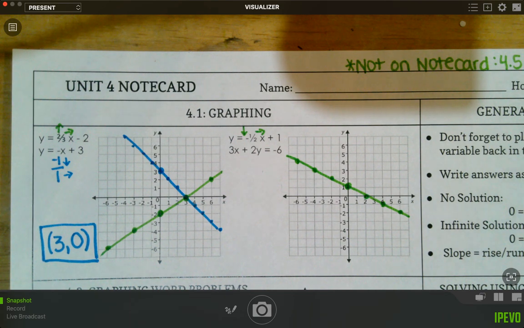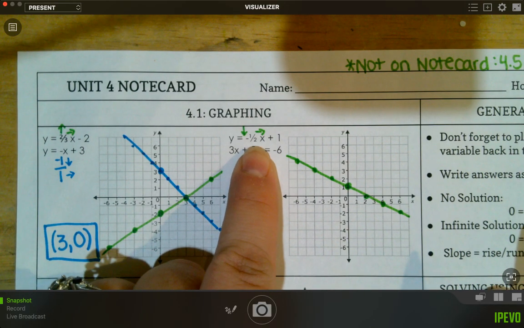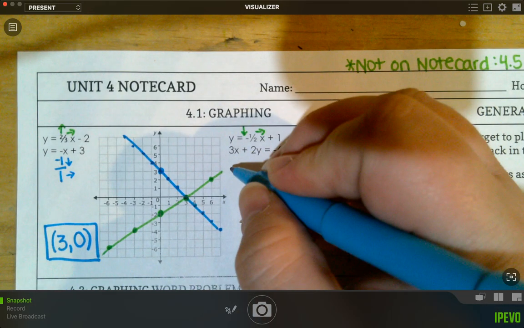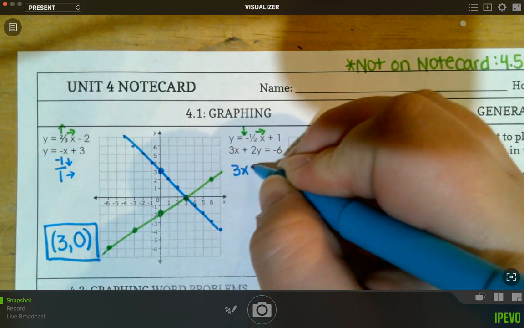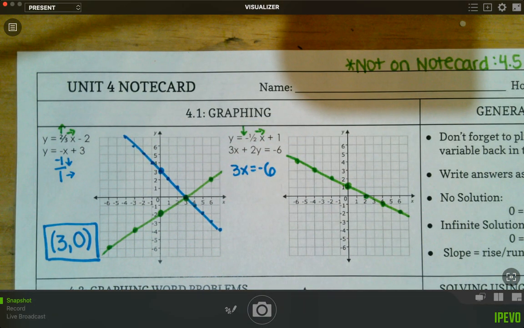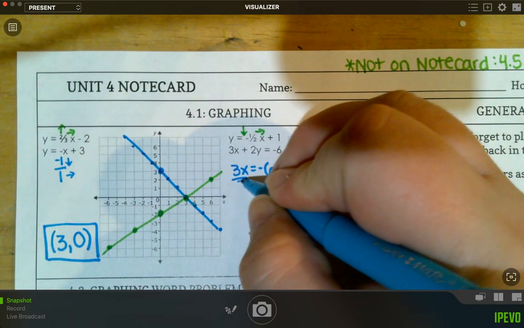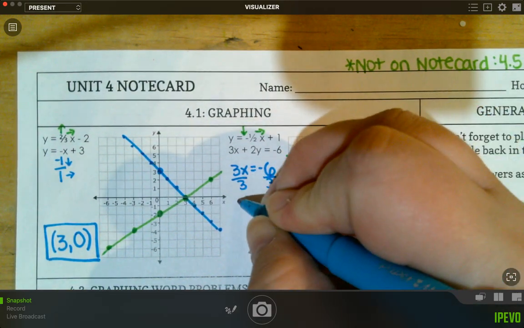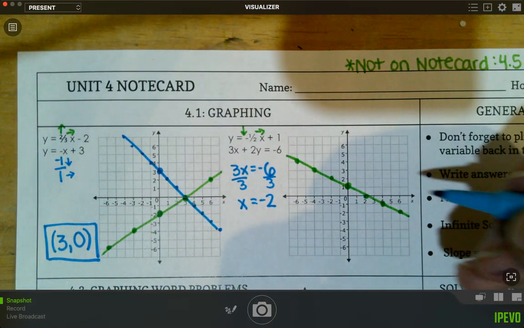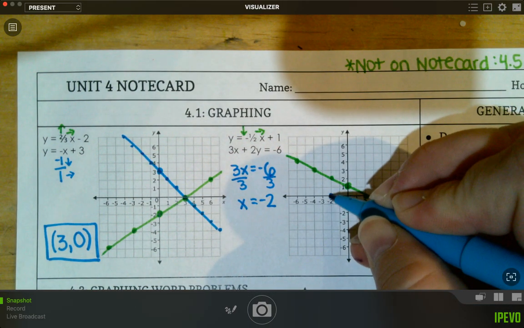This one's a little tricky sometimes because you have to do a little bit of work. And what we're going to do is cover up the y's, and we have 3x equals -6. I'm going to go ahead and write that down over here just because it's easy to forget. So that way, if you have your work over to the side, you won't forget. Then we divide by 3, and x equals -2. That means we're going to go to -2 on the x and put a point.